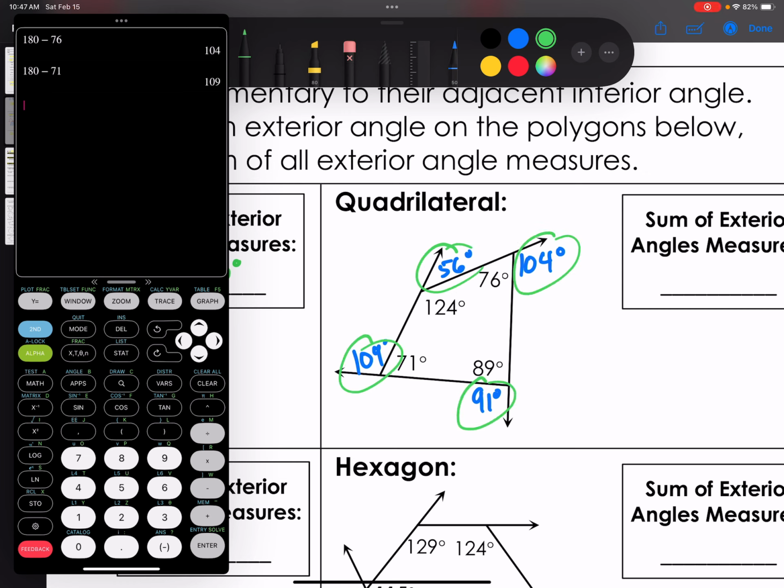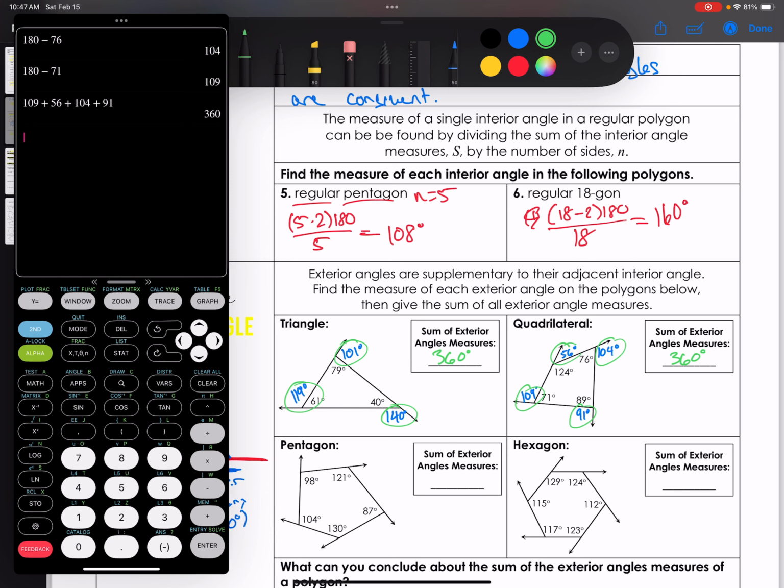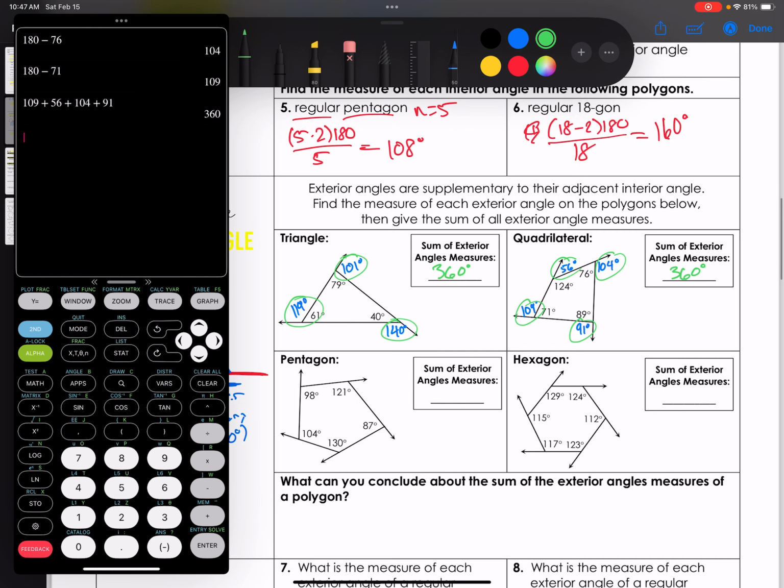Okay, so we knew the inside of a quadrilateral is going to add up to 360. Let's see if there's a difference here. Let's see, 109 plus 56 plus 104 plus 91. Interesting. We got 360 again. Okay, but the triangle was 360, the quadrilateral was 360. Okay, go ahead and do that exact thing. We got a couple more. Let's test this a little bit more. We have a pattern maybe, but maybe it changes depending on something else. Okay, so go ahead and try the pentagon and the hexagon, and then come back to the video.